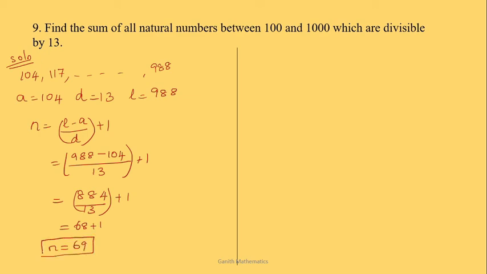Now we have n with us. We are going to find what is Sn, right? That means S69. So Sn is equal to n by 2 into (a plus l). This is a simple formula which we are using. So S69 is equal to 69 divided by 2 into a is 104 and our l is 988. Okay.